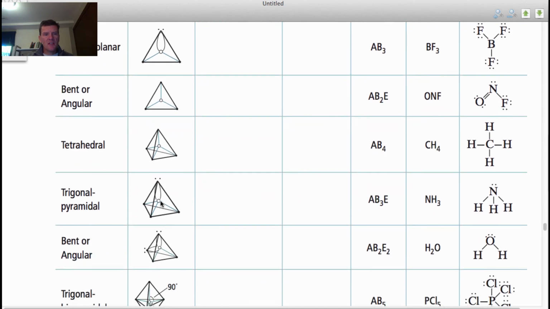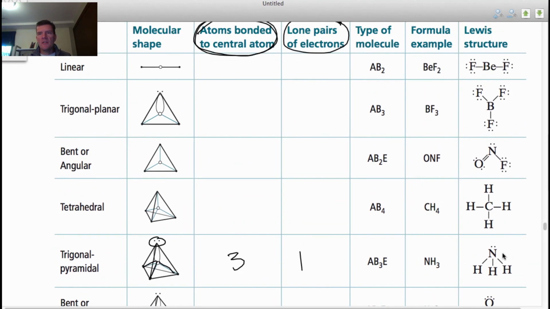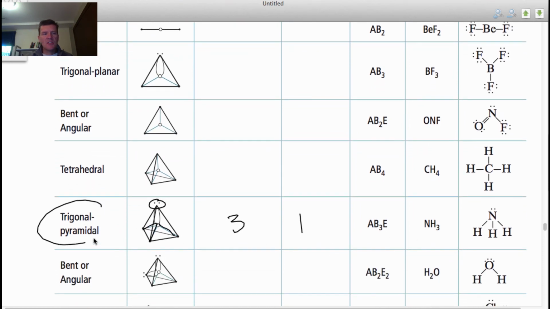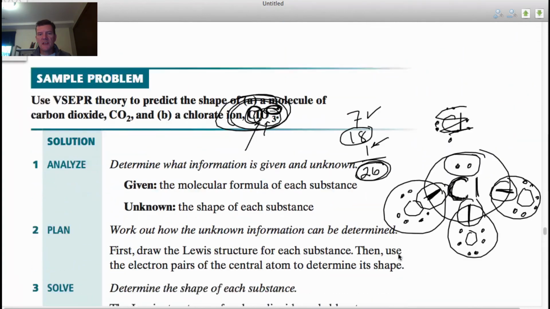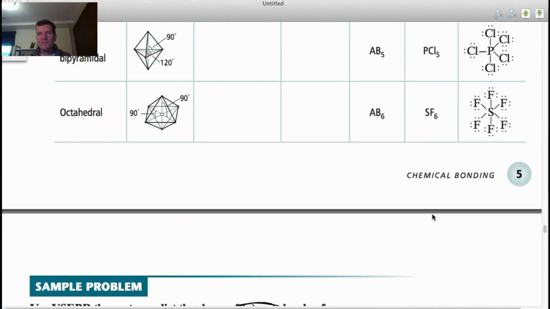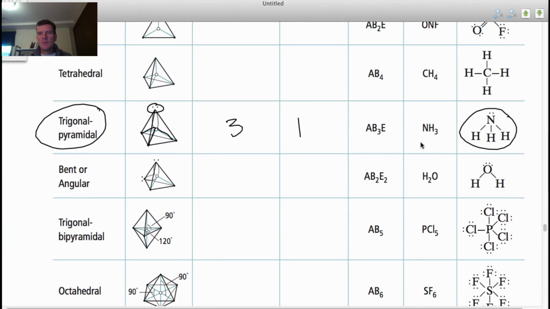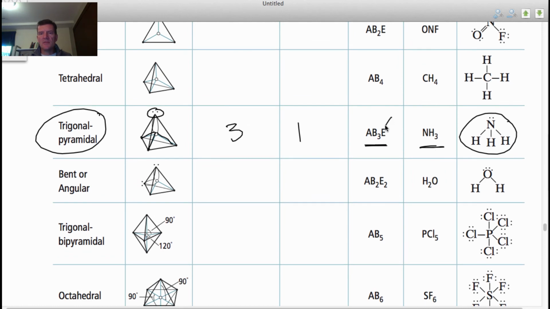3 bonds right here. Bond, bond, bond, lone pair. 3 bonds, 1 lone pair. Here it is, and it is a trigonal pyramidal. Here's an example for you, which kind of looks like the example that we did. And here are some sample compounds, and that is a general form right there. This E stands for a pair of electrons. So AB3 with a lone pair of electrons.